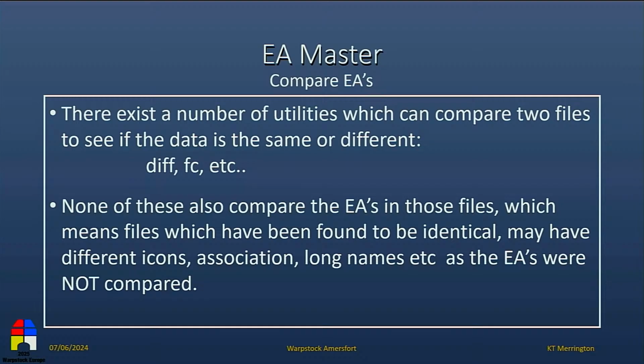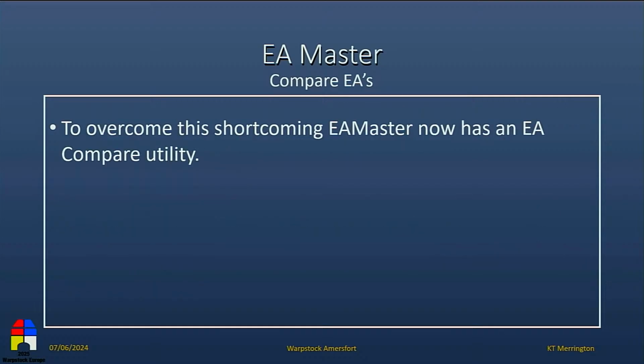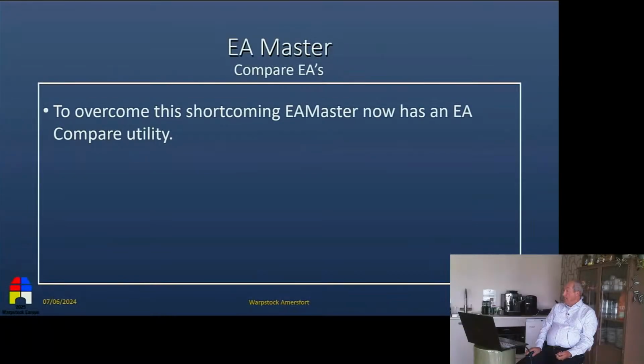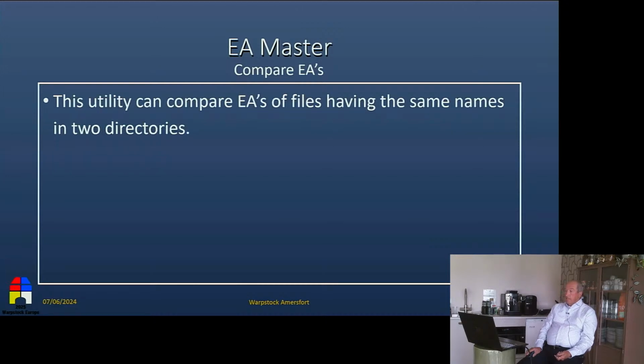So we have now a compare utility in EA Master, which allows you, as I said, to compare 2 directories or 2 files or what have you, so you can see, is it really exactly the same? Obviously, in the directories, the files have to have the same name in order to compare. So in directory A, you have file C, and in directory B, you have file C.